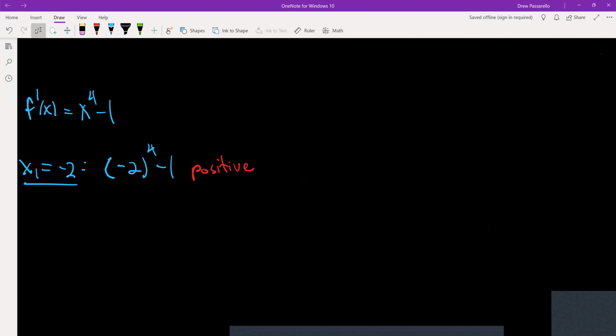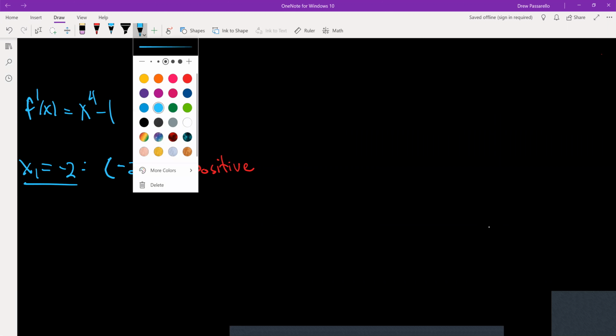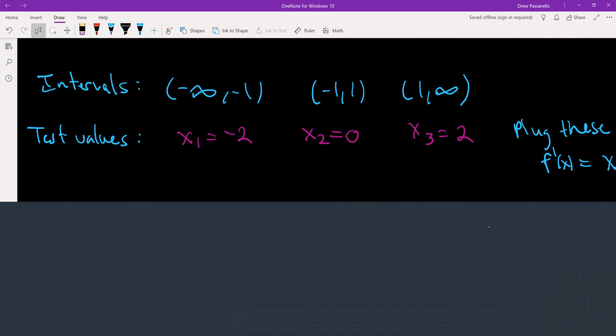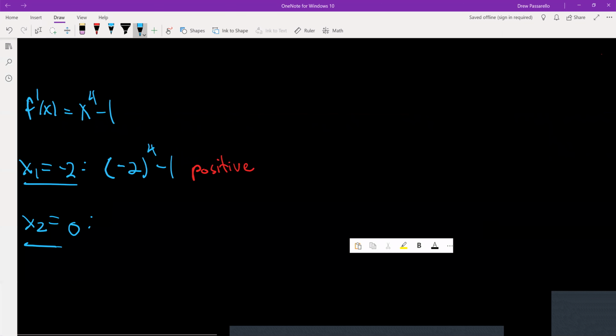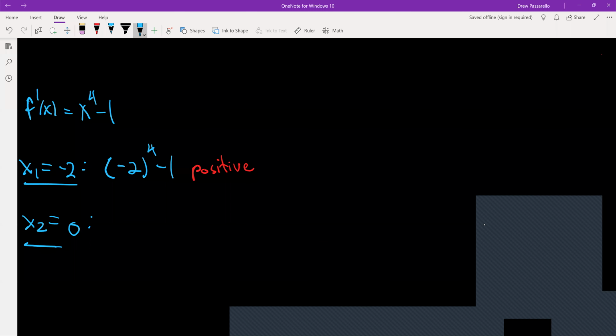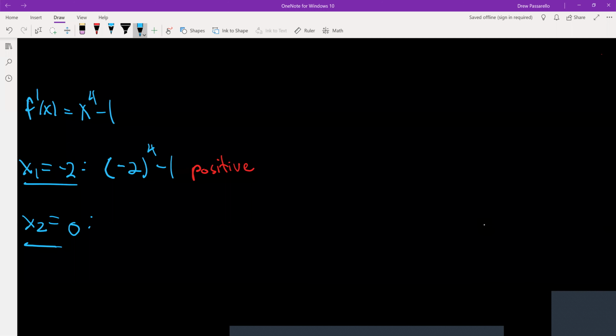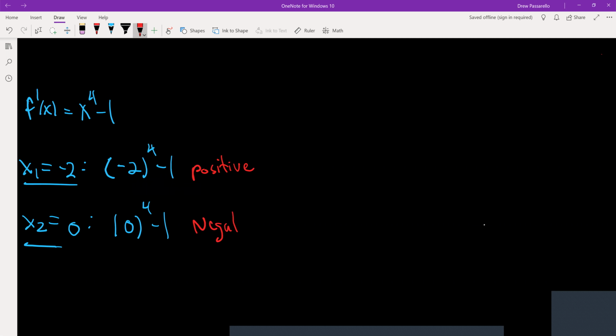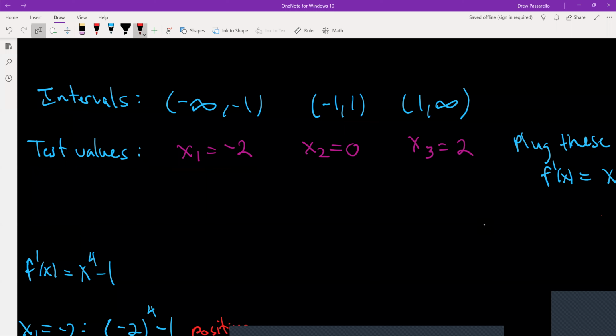All right, so the next one. And I used 0 for x2. So this will be 0 to the fourth minus 1. So that's 0 minus 1, so that's negative. Okay, so let's see. We have this is positive, that's negative.